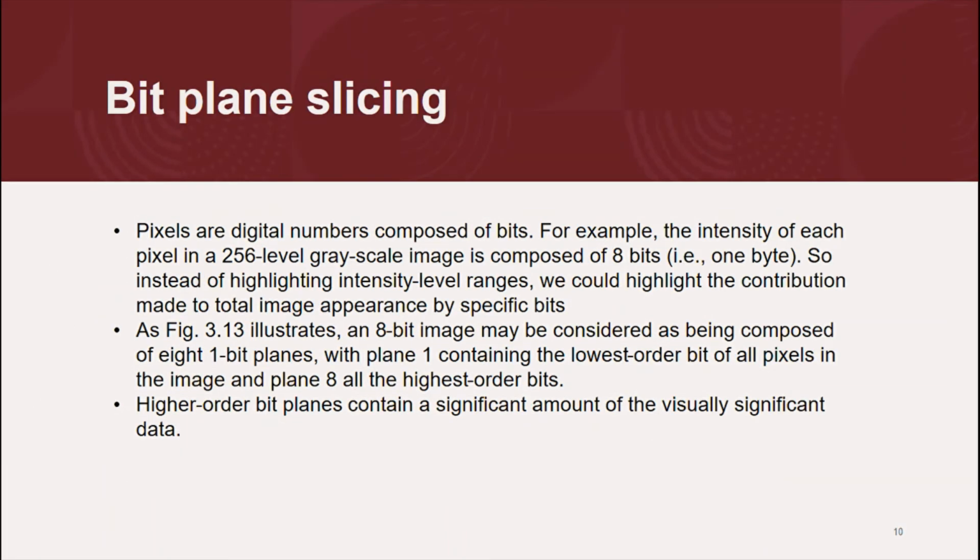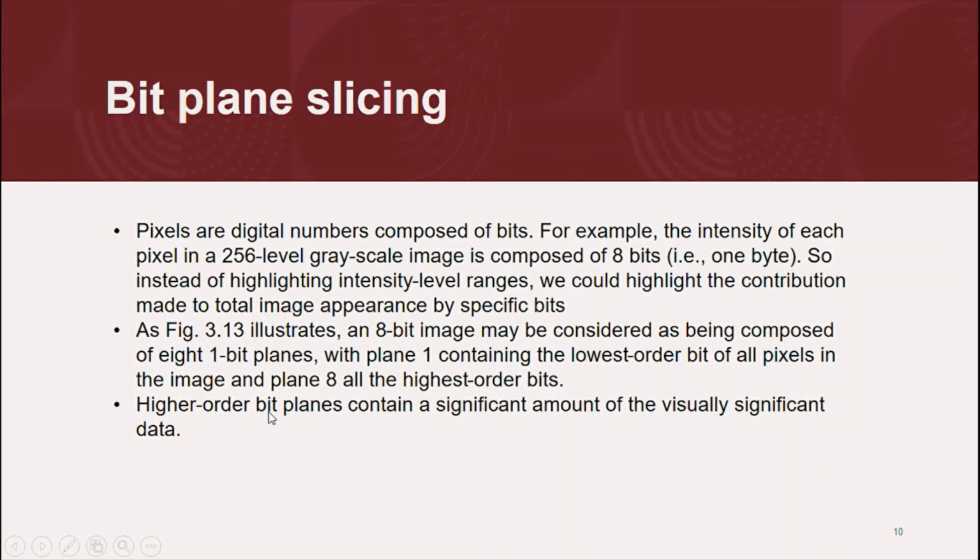Another type of piecewise linear transformation is bit plane slicing. Pixels are digital numbers composed of bits. For example, the intensity of each pixel in a 256 level grayscale image is composed of 8 bits, that is, 1 byte. So instead of highlighting intensity level ranges, we could highlight the contribution made to total image appearance by specific bits. Figure 3.13 illustrates this. It is an 8-bit image considered as being composed of eight 1-bit planes, with plane 1 containing the lowest order bit of all pixels in the image and plane 8 all the highest order bits.